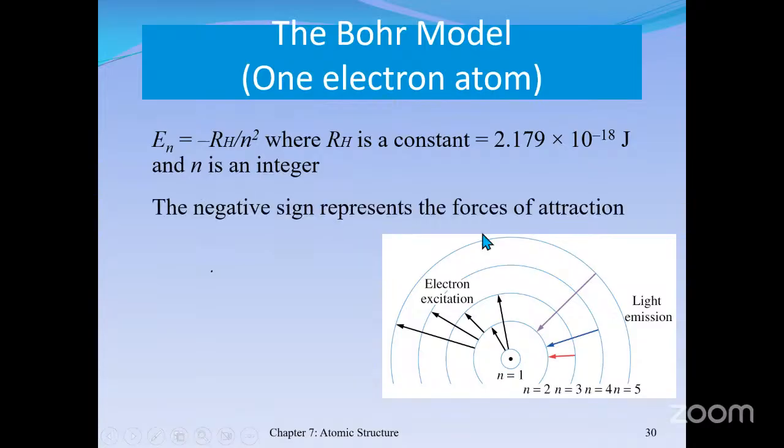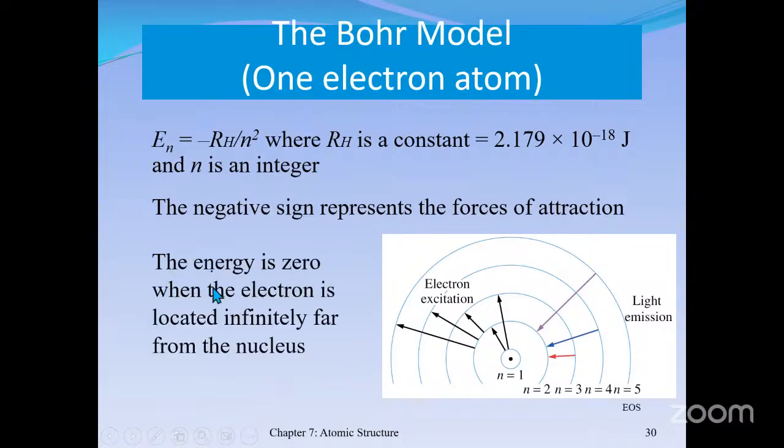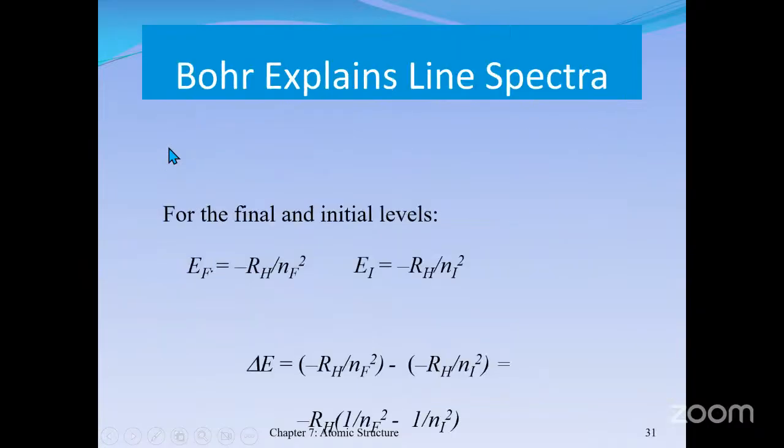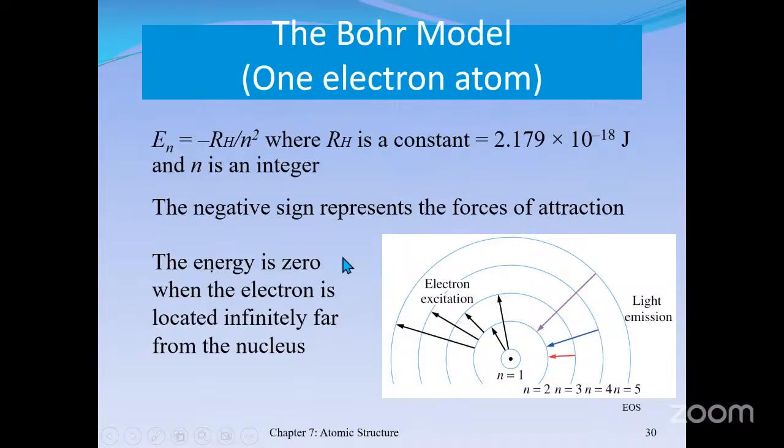A very important aspect of this equation here is that there's a negative sign, which we cannot neglect, right? The negative sign basically indicates that there are forces of attraction that exist between the positively charged nucleus and the negatively charged electrons, all right? So that's another important aspect of this equation right here. And as stated here, the energy is zero when the electron is pulled far, far, far, infinitely far away from the nucleus. And that makes sense based on this equation here, because if n is equal to infinity, that means that the energy here would be equal to zero. So that's basically what Bohr is suggesting based on his theoretical work.